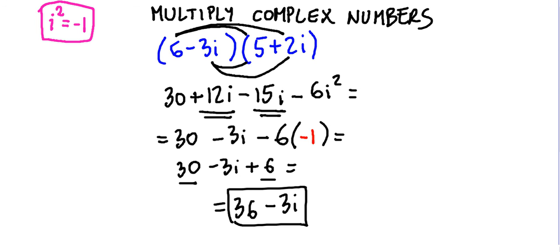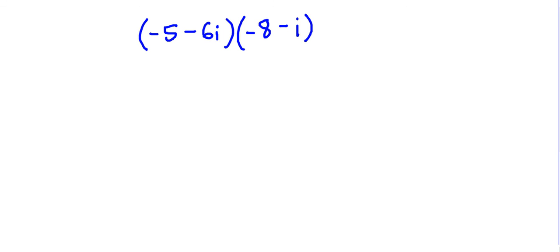I will do one more problem, and then I will give one problem to you so you can do it. Just going to make up some problem. So -5 minus 6i times, say, -8 minus i. Alright. So -5 times -8 is positive 40.